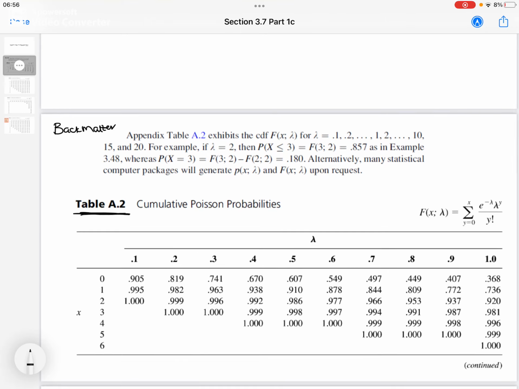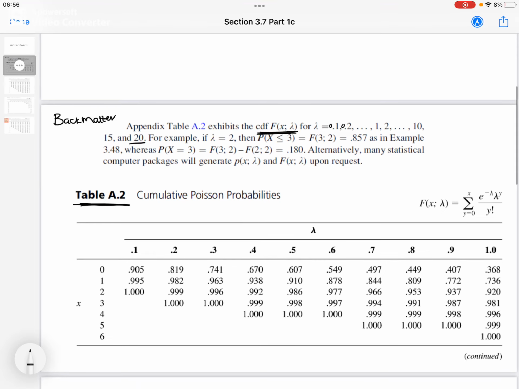The table gives us the CDF F(x) for lambda equal to 0.1, 0.2, up until 20. What it calculates is the probability that you would have observed at most x number of successes for that period of time, where x follows a Poisson distribution with parameter lambda.